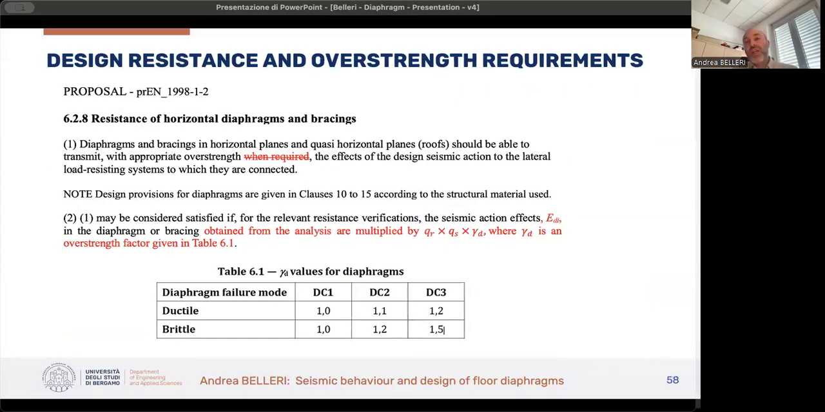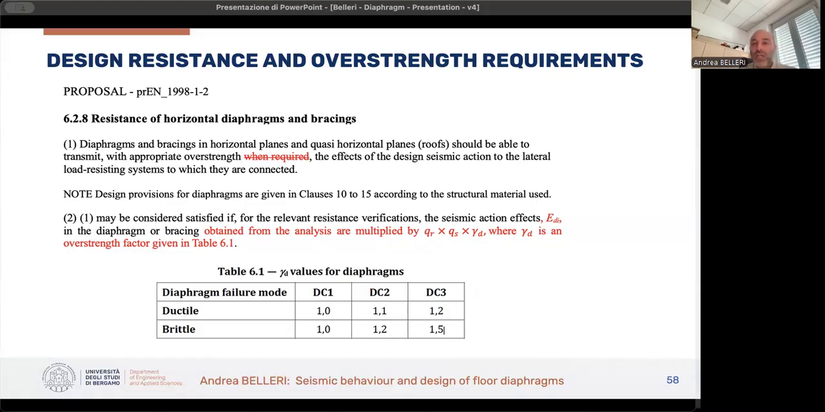Another important indication that we find in this forthcoming edition of Eurocode 8, and we will see the final version when it is out, is that if it has been implemented as I showed you, it will include some overstrength requirements in the case of the design of diaphragms.